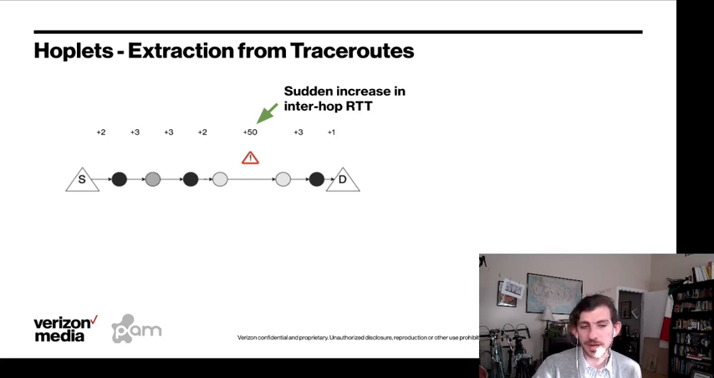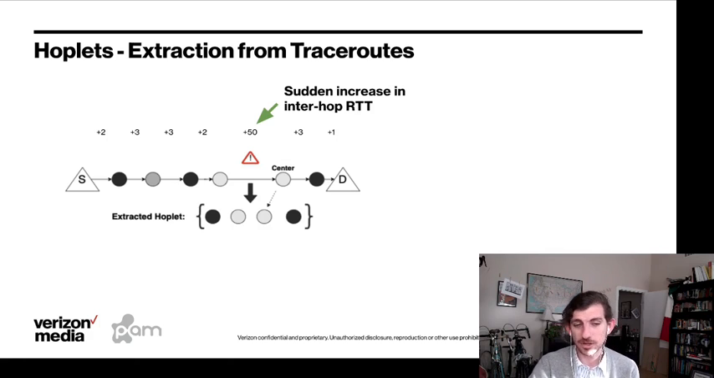To actually do the extraction, we'll take either side of the link where we saw that increase and call that the center of the hoplet. We'll then take one AS prior and after the hoplet, giving us some context in the extracted entity. So that's what a hoplet is. It's just a subsequence of hops along a traceroute that demonstrated a sudden increase in inter-hop RTT.